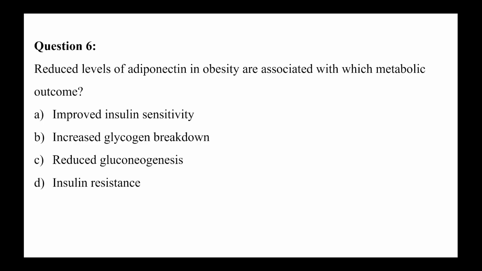So, moving on to the next question now. Reduced levels of adiponectin in obesity are associated with which metabolic outcome? Option A, improved insulin sensitivity. Option B, increased glycogen breakdown. Option C, reduced gluconeogenesis. And option D, insulin resistance. Reduced level of adiponectin in obesity are associated with which metabolic outcome? Improved insulin sensitivity, increased glycogen breakdown, reduced gluconeogenesis, or insulin resistance.